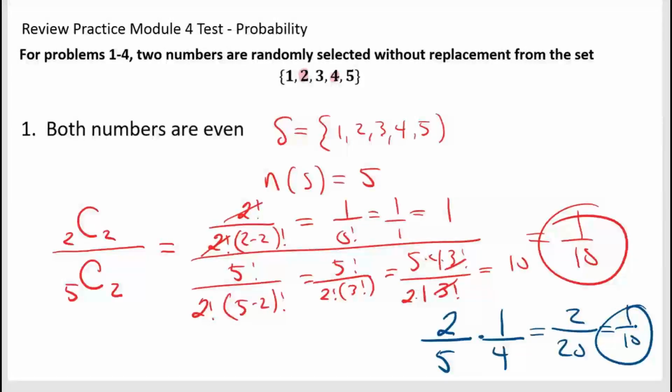It just really depends on how you think about it, right? You could use combinations because the order doesn't matter, or you can think about the multiplication principle and choose the first random number and the second random number.